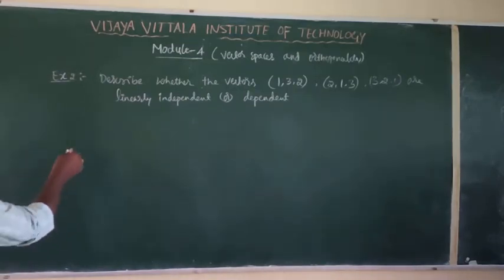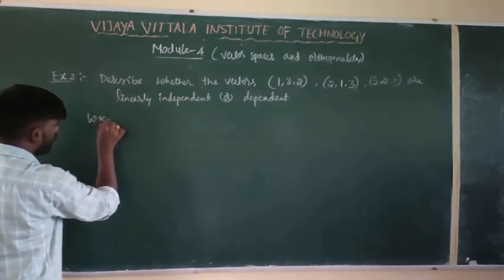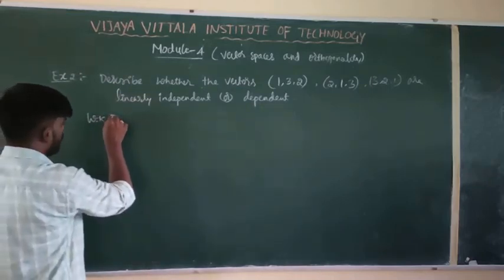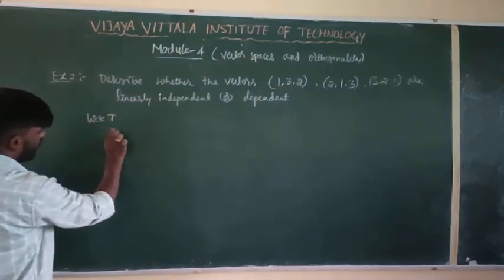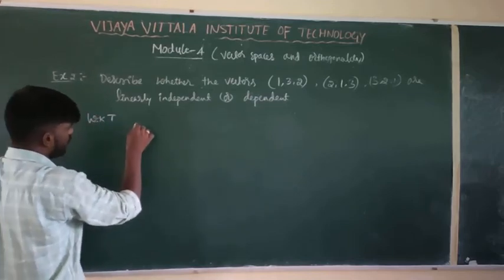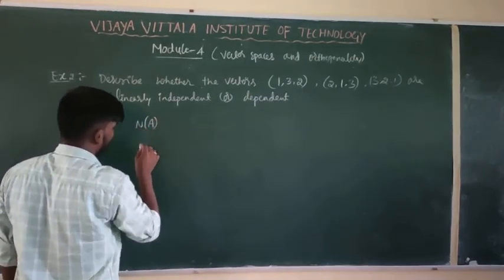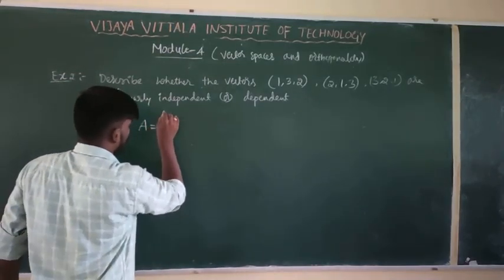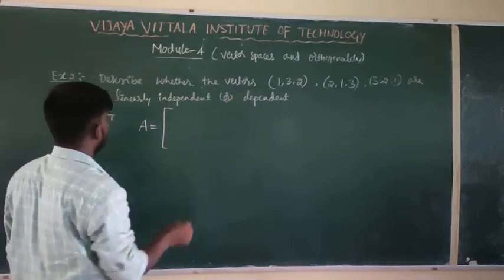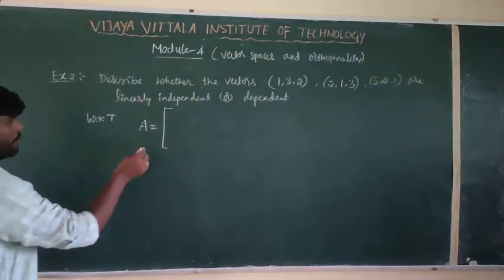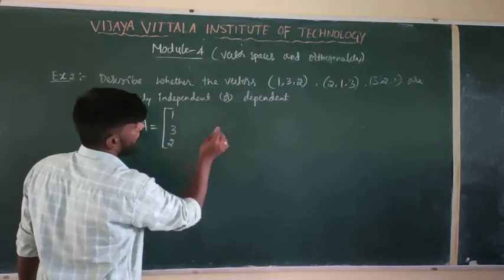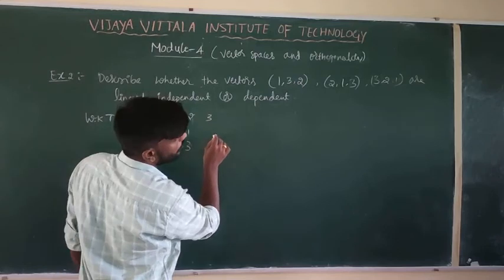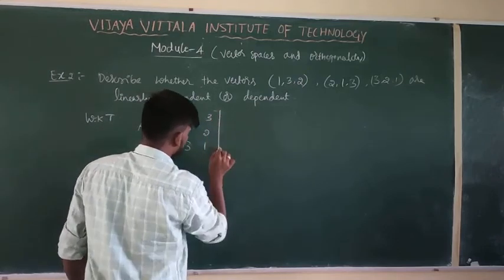We know that linearly independent means, for the given vectors, the null space of the given matrix, if we take the vectors as columns. So 1 3 2 and 2 1 3 and 3 2 1. This is the matrix A.